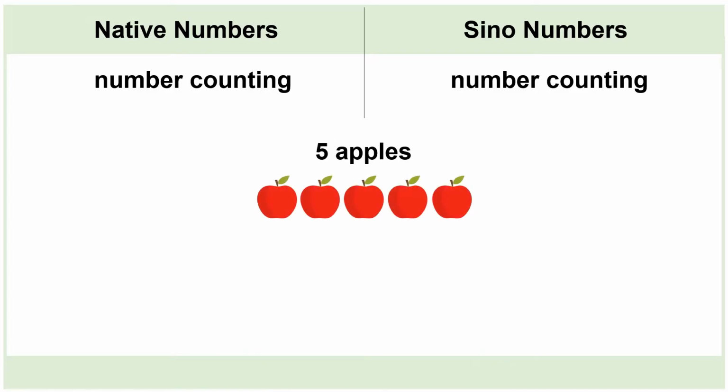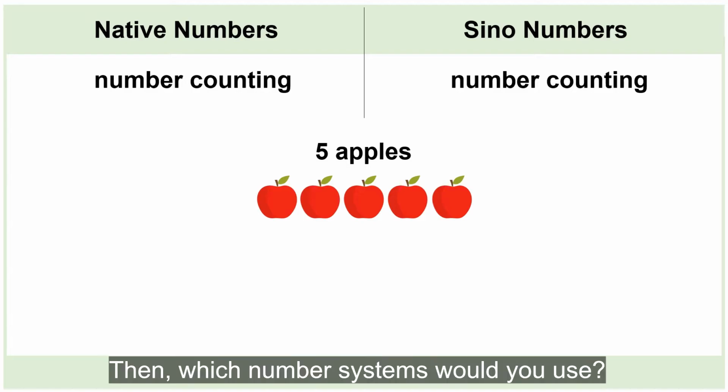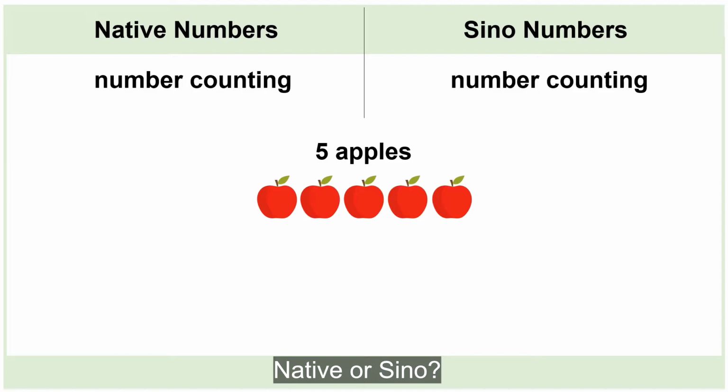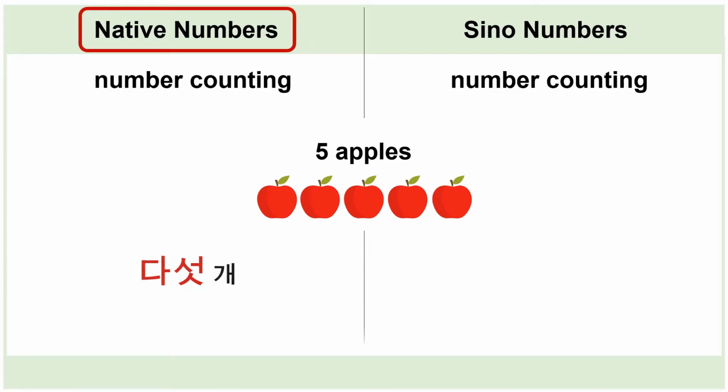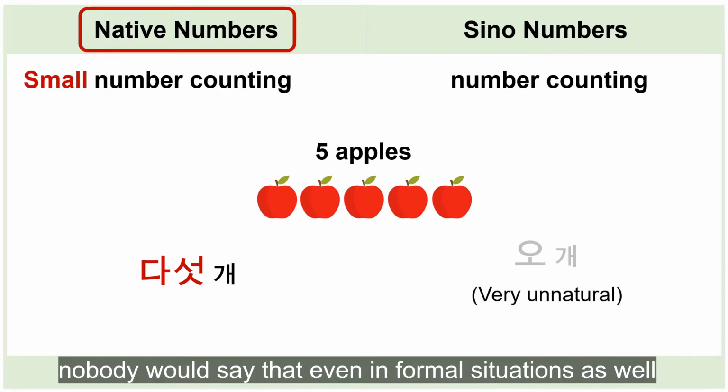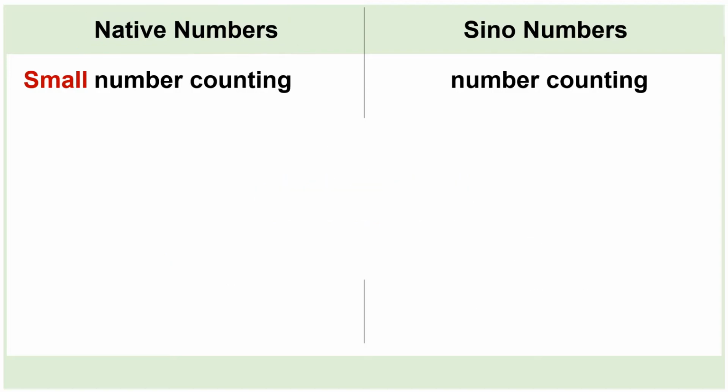Here are 5 apples. Then, which number system would you use? Native or Sino? I would definitely use the native numbers, 다섯 개, because 5 is small. We use the native numbers for small number counting. So, in this case, saying the Sino numbers, 오 개, is very unnatural, so nobody would say that, even in formal situations as well.